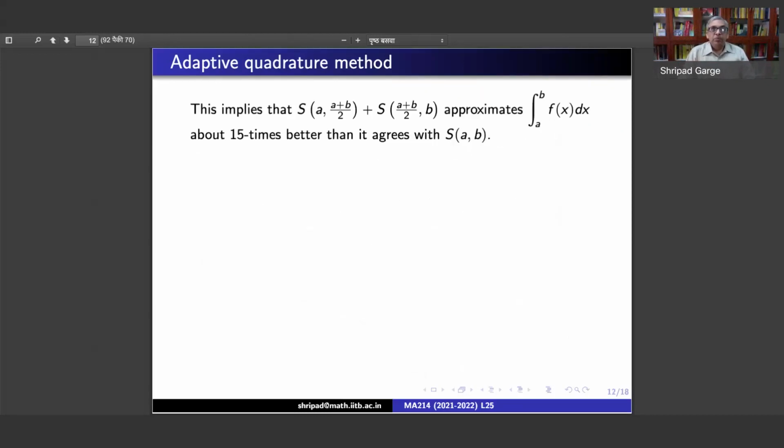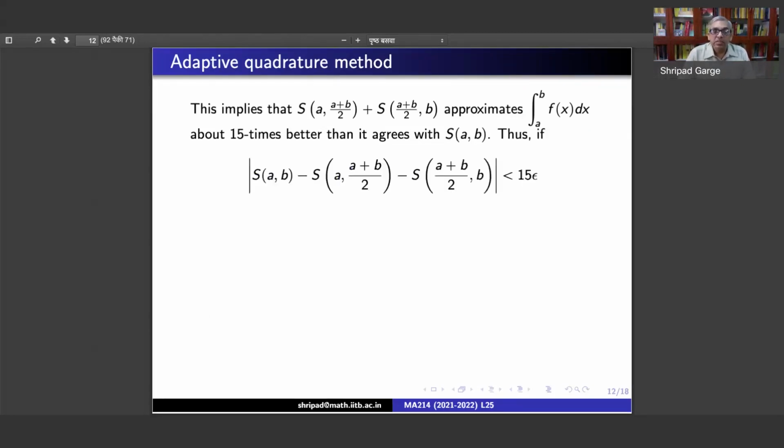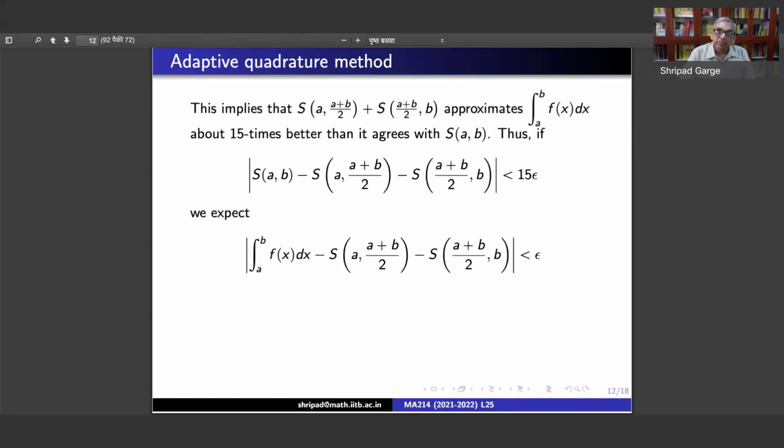Let's write it once again. So what we have is that S of A comma A plus B by 2 plus S of A plus B by 2 comma B approximates the integral about 15 times better than it agrees with S_AB. So if you had that this distance is less than 15 epsilon, then this distance will be less than epsilon. And then you would have found the composite value for which your answer is really indeed less than epsilon. You don't know what the actual value of the integral is, but all you have to do is compute these particular values. You know how to compute S_AB, you know how to compute the in-between S values and check what happens.